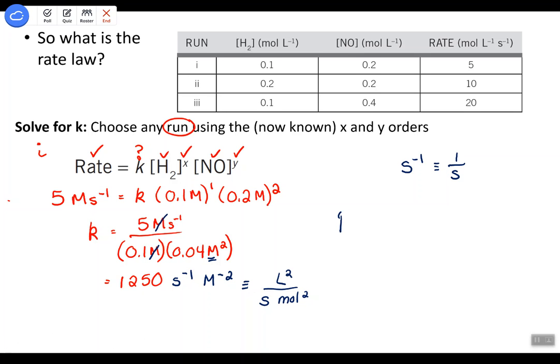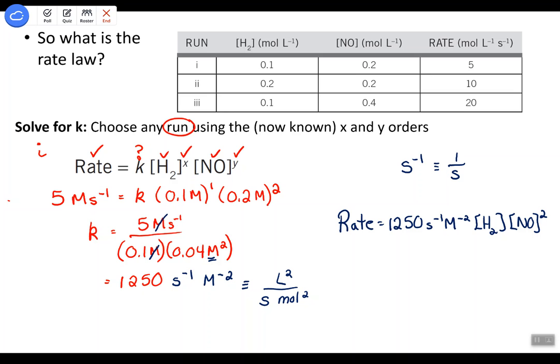So what's the rate law? Well, the rate equals the specific rate constant with units, hydrogen to the power 1 and nitric oxide squared. Based on these values, we could predict the rate of this reaction, and this would be the overall rate law.